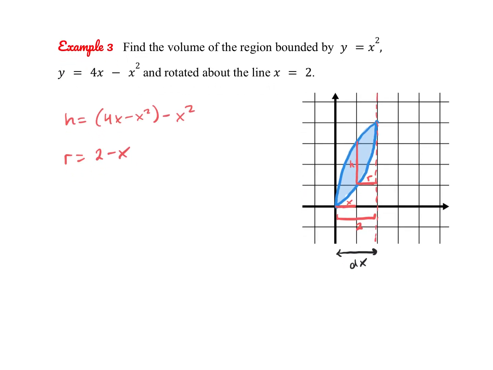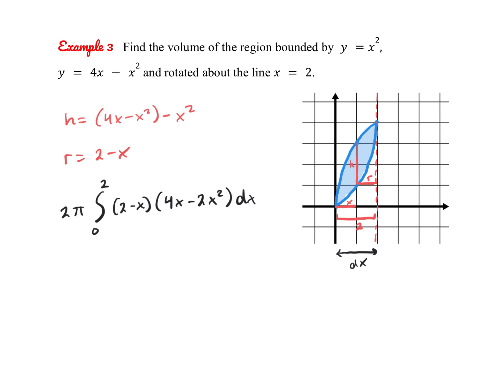So I think for these, that's usually the trickiest part. When your axis of rotation is no longer the x or y axis, you have to be careful when you're defining that radius. From there, the rest is the same. So we have 2 pi and then r and then h for x minus 2x squared dx, and then we're integrating from 0 to 2.